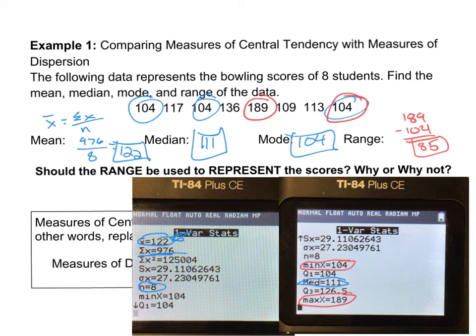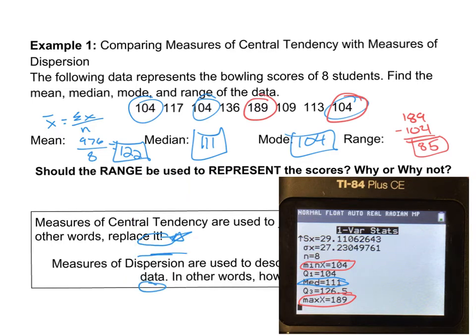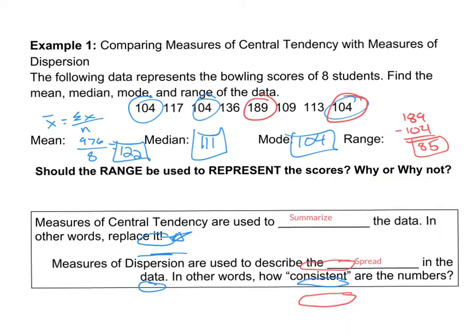So, should that range be used to represent the score? Why or why not? Well, think about that for a second. If we were trying to represent the scores, does 85 represent anybody's bowling score? No, not really. So we would not want to use that, simply because all that's telling us is the difference between the highest and the lowest. All this is doing, when you talk about range, is talking about how far apart your best to your worst player were.